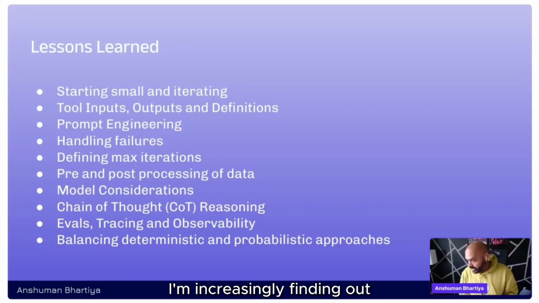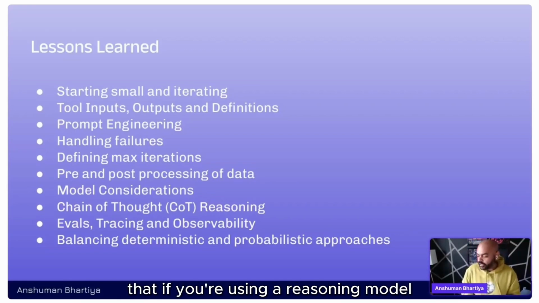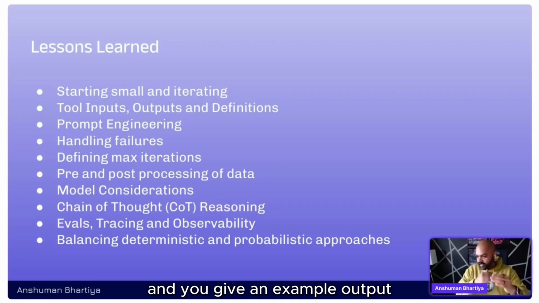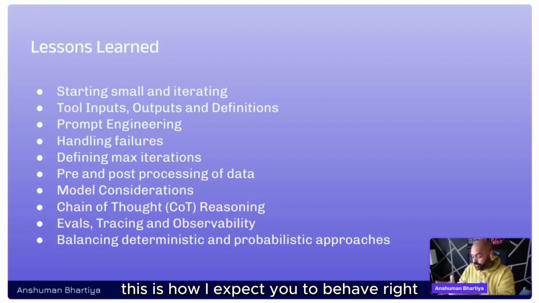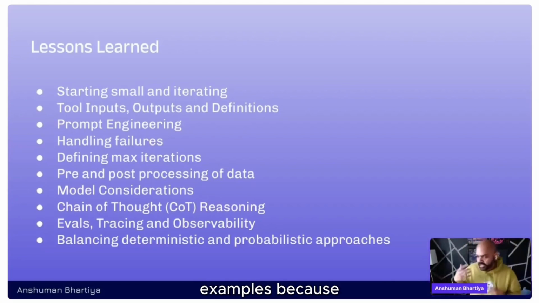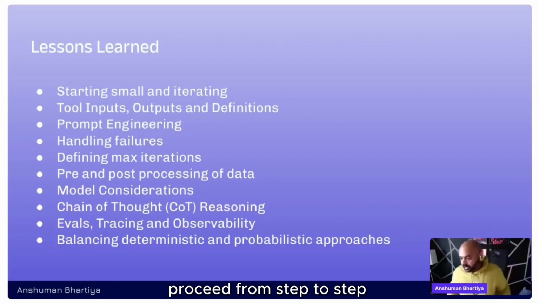I'm increasingly finding that if you're using a reasoning model, you no longer have to give few-shot examples. By few-shot, I mean you give an example input and an example output, and you do a few instances of these to basically train the agent via a prompt: look, this is how I expect you to behave. I think with reasoning models, there's no longer a need to provide these examples, because if you simply provide an objective and enough context, at least I found that it does a reasonably good job of knowing how to proceed from step to step.